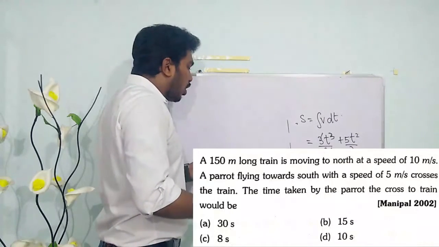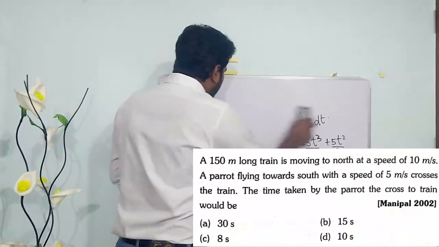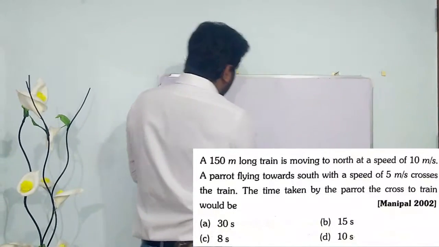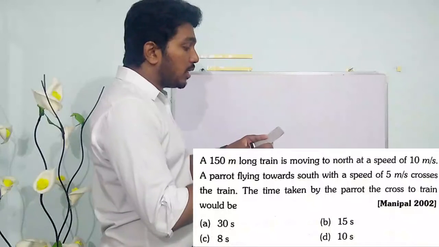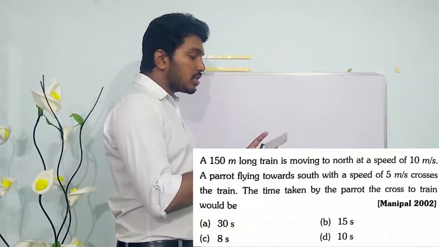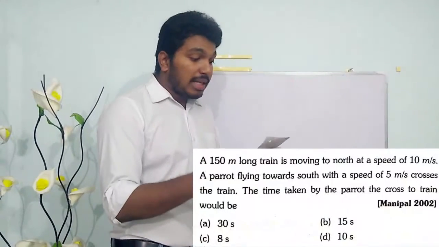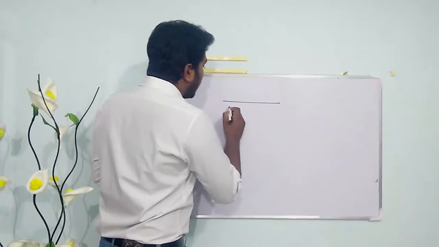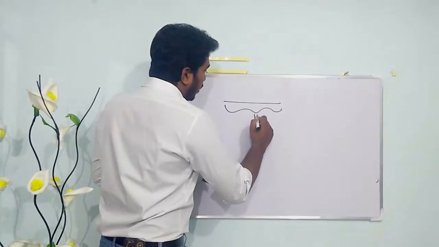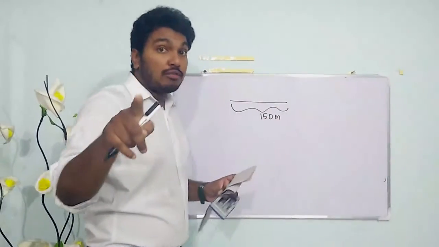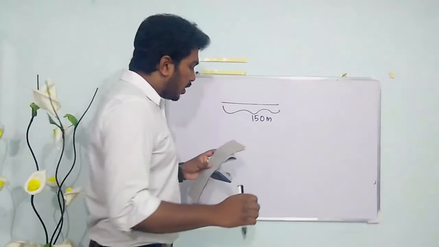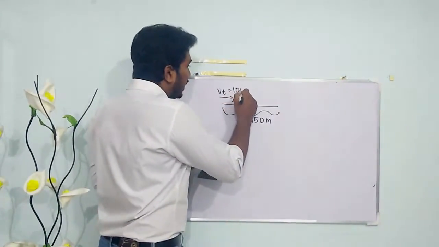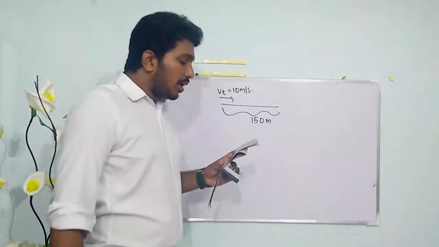a 150 meter long train is moving to north at a speed of 10 meter per second. A parrot flying towards the south with a speed of 5 meter per second crosses the train. The time taken by the parrot to cross the train would be. So a 150 meter long train is there. What is the length of the train? 150 meter long, right? So it is moving with a speed. What is the velocity of the train? Speed is 10 meter per second.